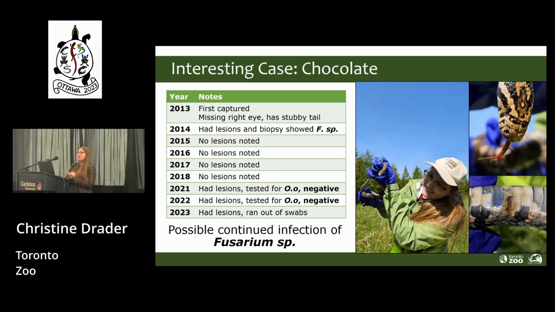After our introduction to swabbing in 2020, in 2021 and 2022 she was tested for Ophidiomycosis, but both of those came back negative. So perhaps going forward, we're going to consider testing for this Fusarium species in Chocolate, as well as our other snake fungal swabs that we get.